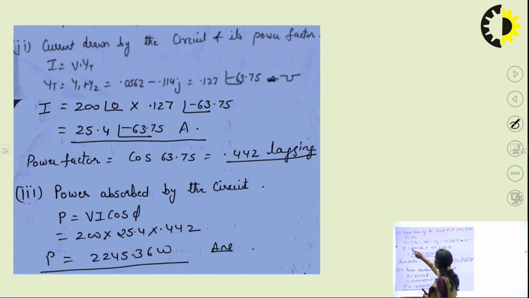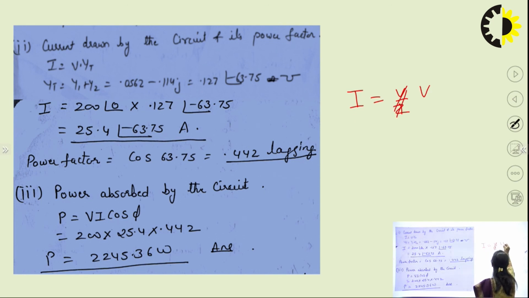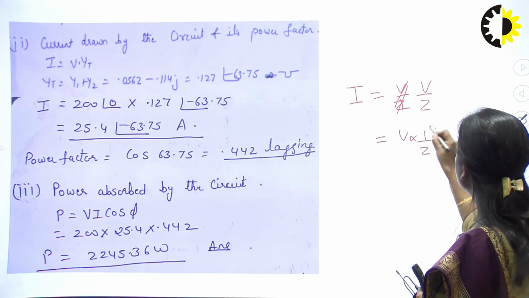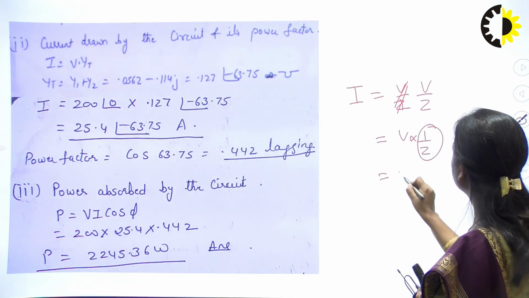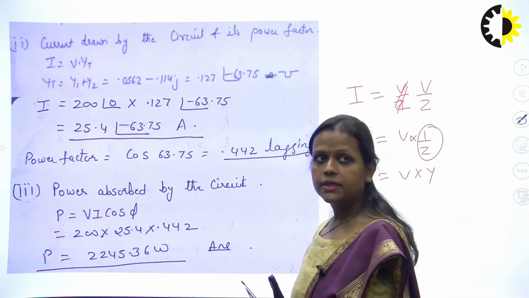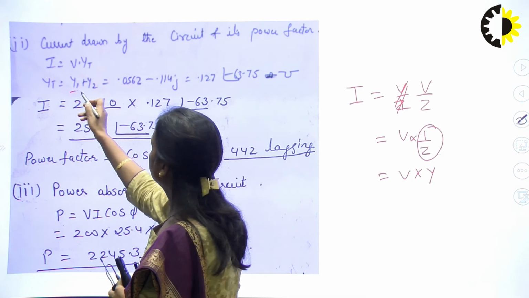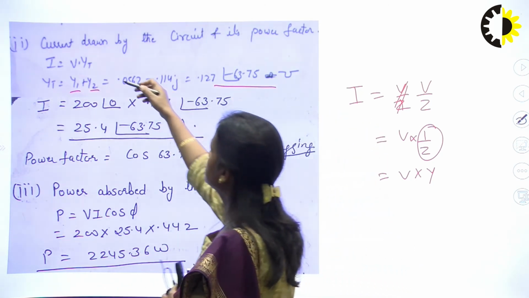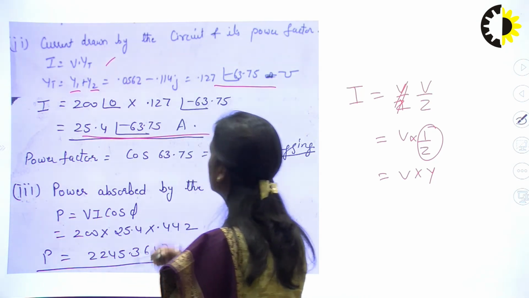Then you have to find the current. You know that I is equal to V upon Z, or you can write V into 1 upon Z. This 1 upon Z can be replaced with Y, so it can be written as V into Y. You can find the total admittance because you know Y1 and Y2, so you can find the current value by using this equation. This is the total current.